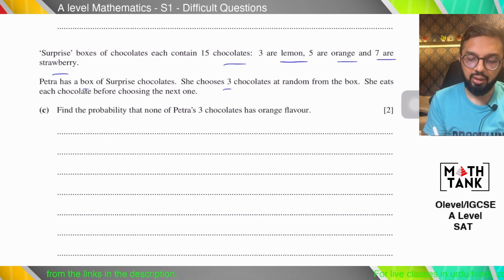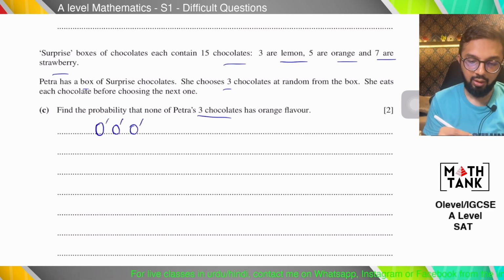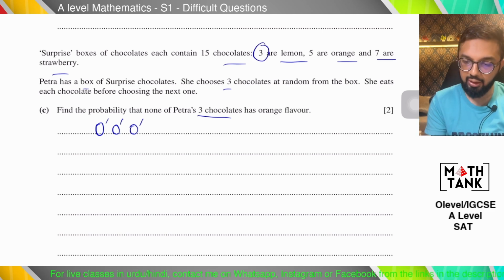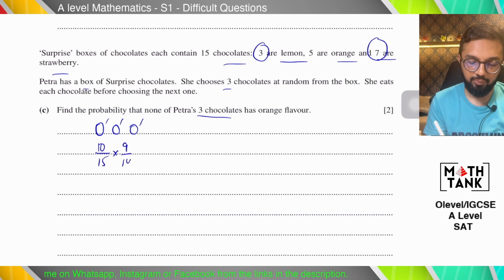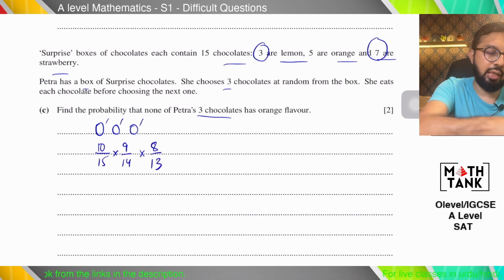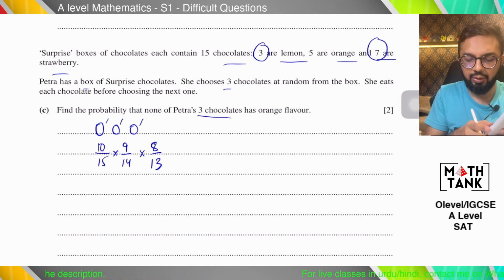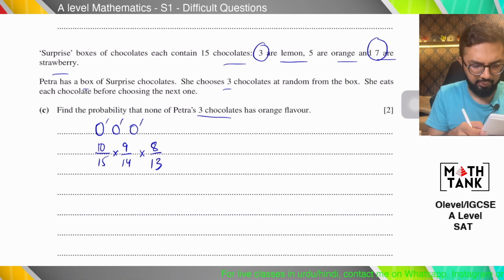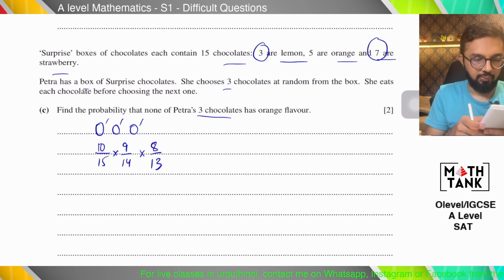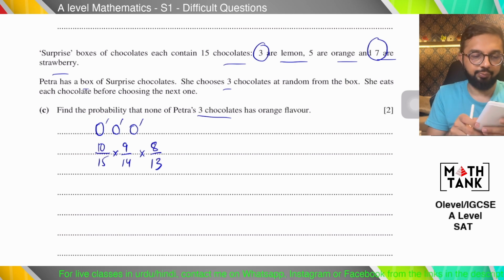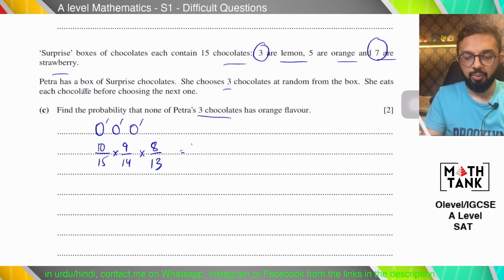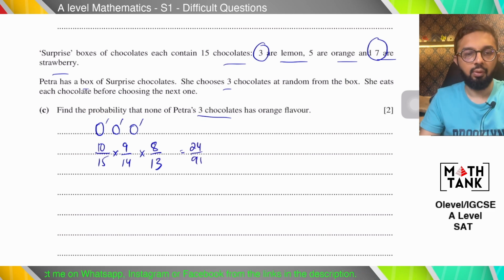In this case, I just have 15 chocolates, which means that the probability of my next chocolate will change. Okay, so I want that none of the 3 chocolates has orange flavors. So I want orange not, orange not, and orange not. How many are orange not? 3 and 7, 10 are orange not. So 10 out of 15, then 9 out of 14, and then 8 out of 13. Let's see if we get the correct answer. I could do 3 factorial, but I'll have to divide by 3 factorial again. 24 over 91. Okay.